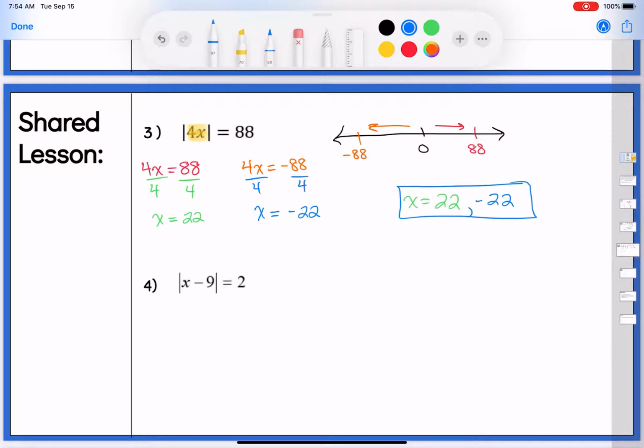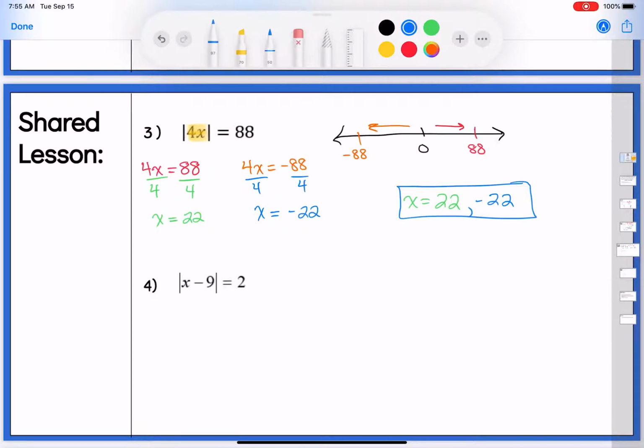Now if we go and plug those in, let's just think if that makes sense. 4 times positive 22 is positive 88. That would be 88 units away from 0. 4 times negative 22 would be negative 88. That would also be 88 units away from 0. All right, so those are our two possibilities here.